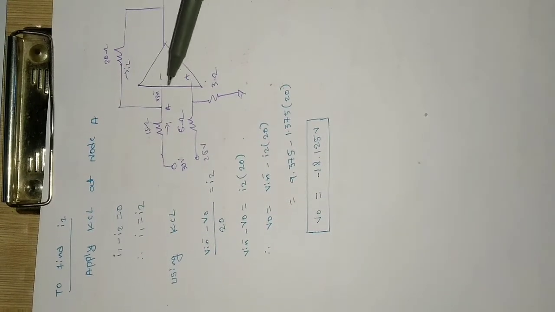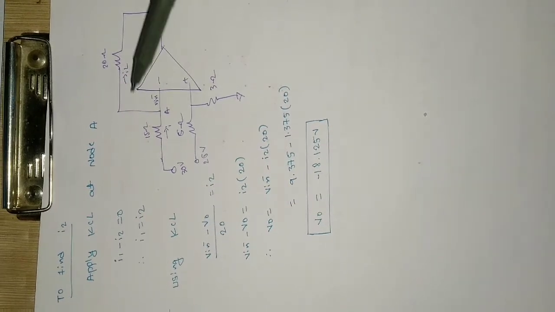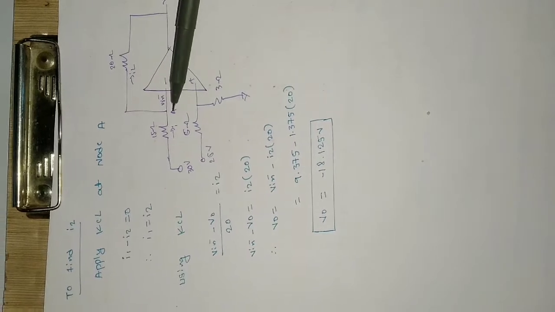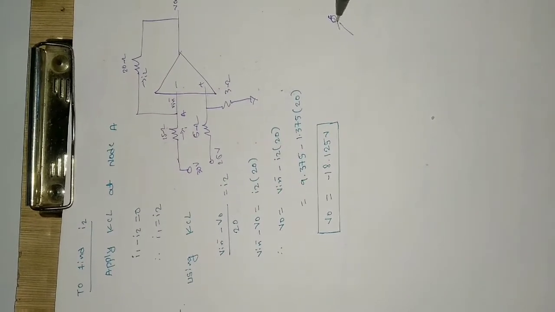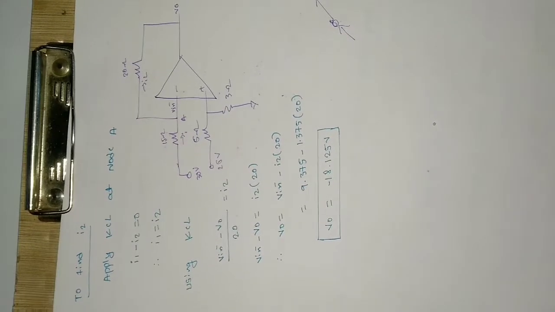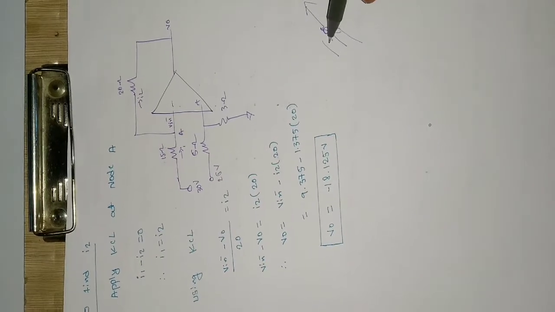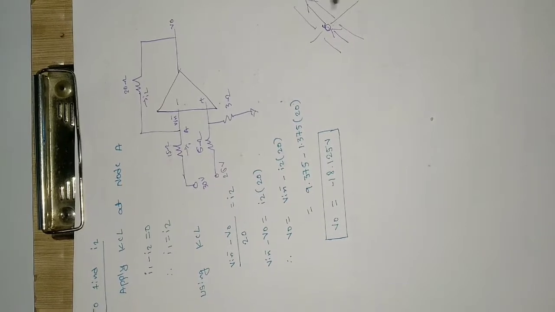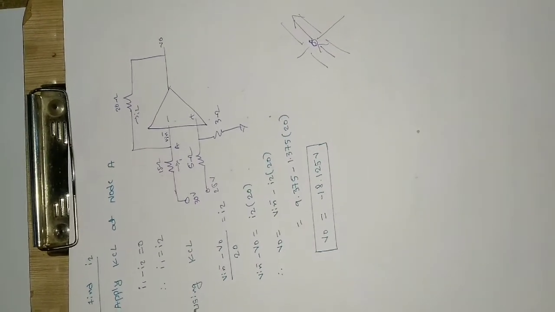So I need to find I2, then only I will be able to find the output voltage, that is V0 here. So I want to find out I2 here. So what I will do is apply KCL at node A. KCL says that if this is some junction, then the amount of current entering this junction will be equal to the amount of current leaving the junction. You can take an example of a traffic light here. The number of vehicles which are coming on the road will be equal to the number of vehicles going on the other side of the road, because at the junction the net traffic will be equal to 0.